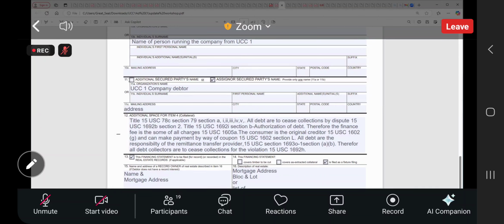Now, number 11 is where you get your payback. All right? Any company that you have a beef with, any company that you want to pay, we want them to accept your assignment, and you're making a payment to them, a legal tender payment. And you say to them on this UCC that you're making a legal tender payment. You want them to accept your assignment. Number 11 is where you put the company at.